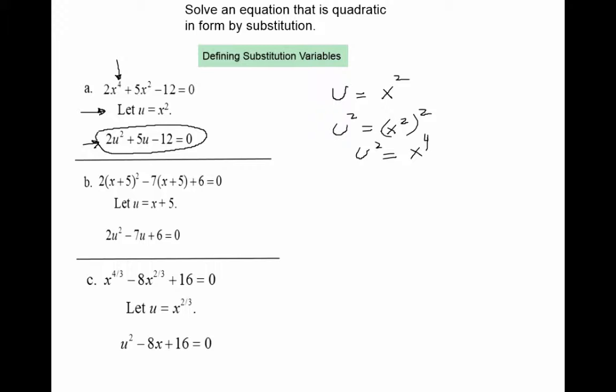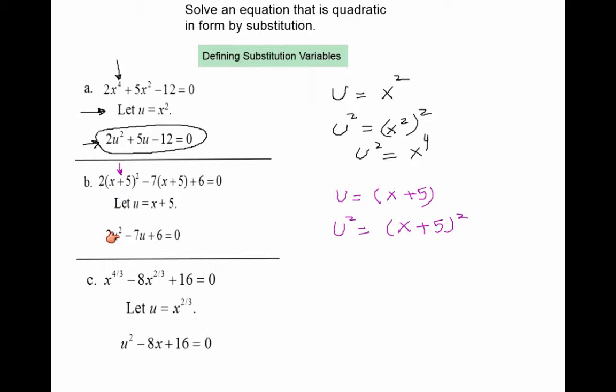This is the same example, another example here. I'm making the substitution: I'm going to let u be equal to this middle term here, x plus 5. If I square both sides, u squared would be equal to x plus 5 squared, and it's right here. So I can write this as 2u squared minus 7u plus 6 equal to 0.